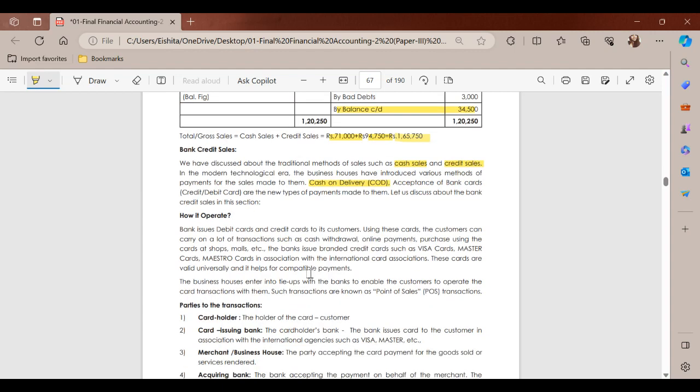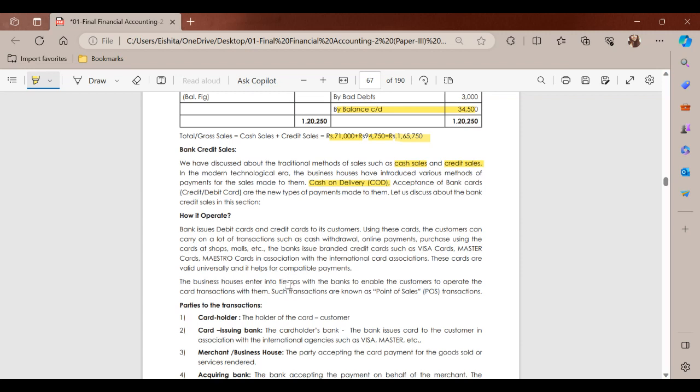How the bank credit or debit cards operate. A debit card immediately debits the bank account. Suppose you give the debit card to the merchant, the merchant swipes the debit card, and the bank will check the balance. If the balance is there, the bank will automatically debit the bank account. So whatever you have, it will all go.